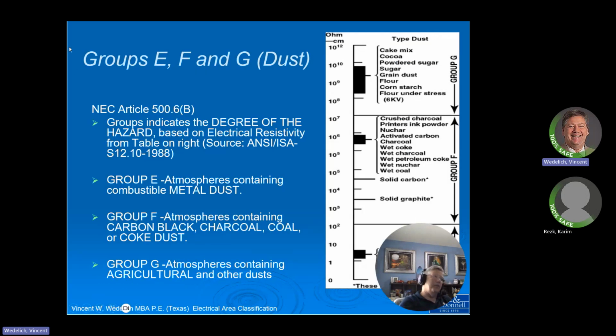Okay. So here you have groups E, F, and G dust, right? If you have group G, that's cake mix, cocoa, powdered sugar, grain dust, flour, cornstarch, or flour under stress, right? Under stress being 6,000 volts. I don't know why they would do it, but they would. There must be some kind of a process that uses that, right? Okay. Group F is your solid carbon, your solid graphite, and your other things here. I can't really read this one. What is group G? Agricultural dust, like probably, I don't know what it is.